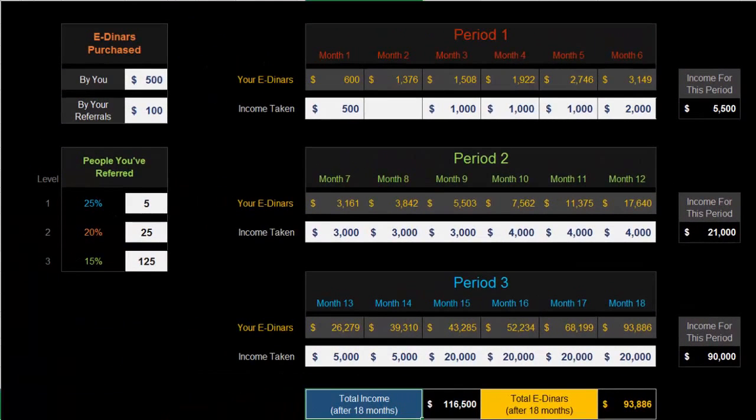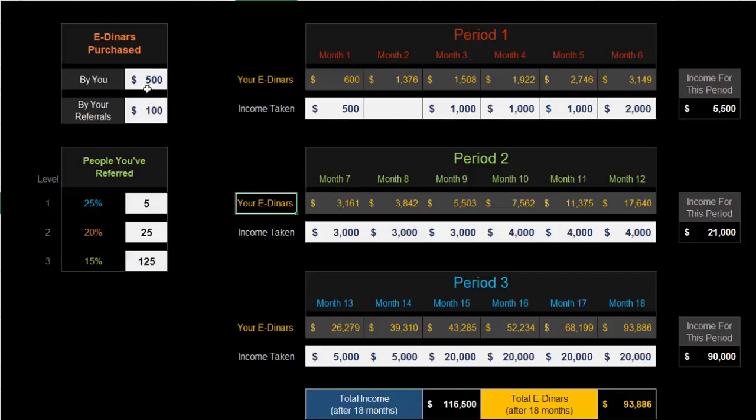As I say, it's just an example. This isn't exactly how it works, and this is assuming you're not bringing anybody else in. Of course, all these things are going to change. There's going to be more people coming in. There's going to be people taking money out as well. But most of the new people will be putting money in. This is just a simple example of what it could be.